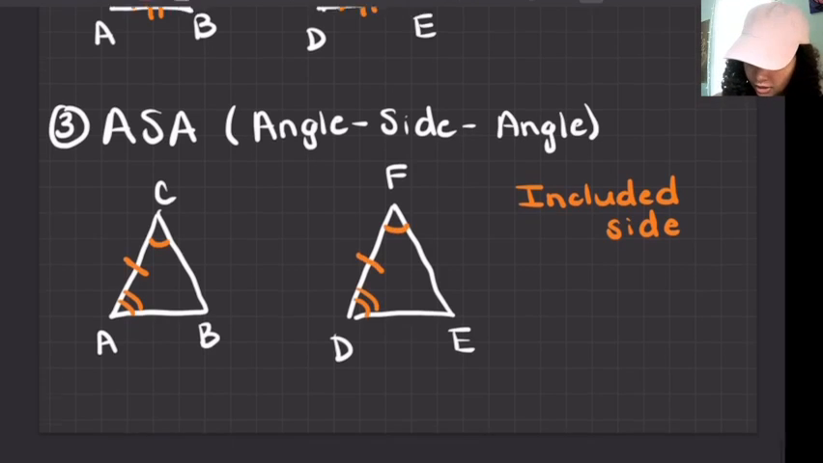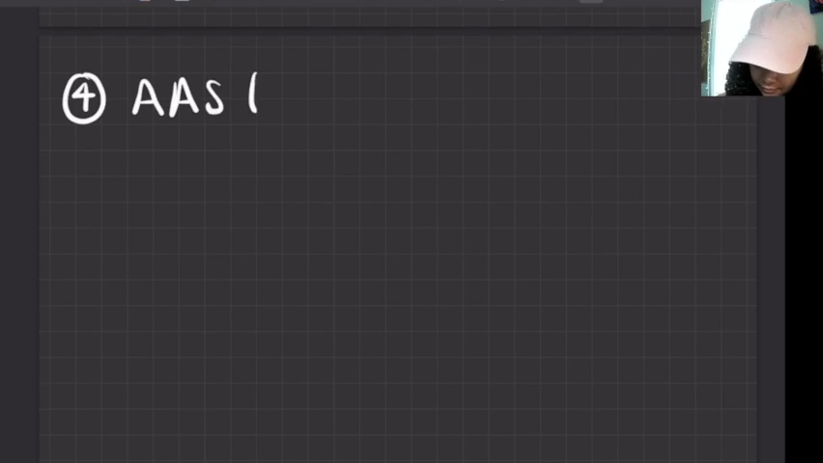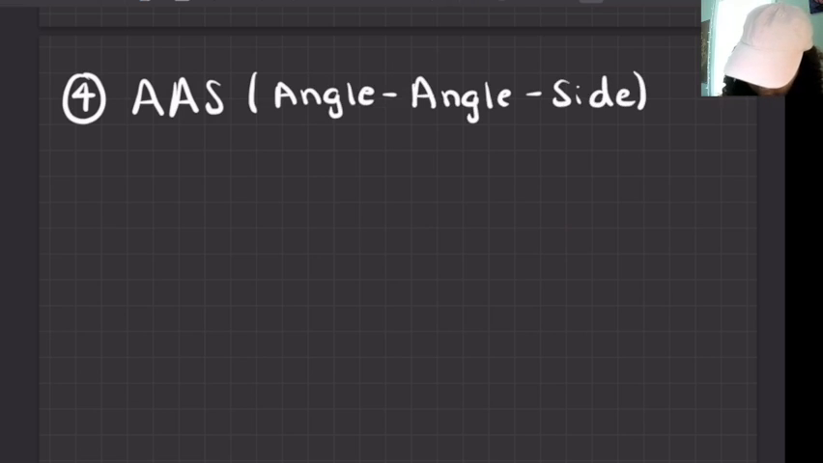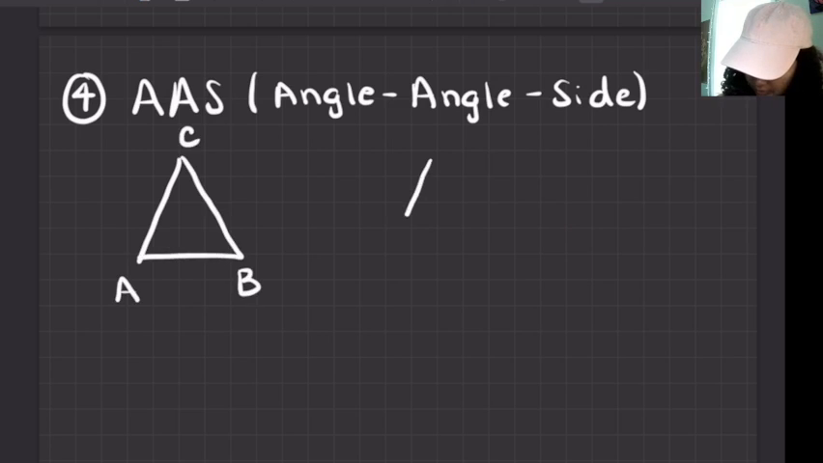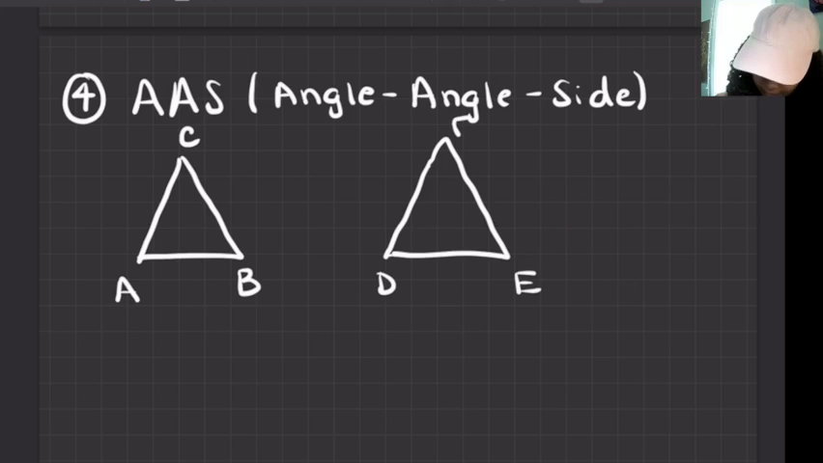Fourth one, number 4, we have AAS. So angle, angle, side. So now again, let's draw these triangles right quick. A, B, C, and D, E, F. So now here I'm looking at angle, angle, side. Okay, so now it doesn't have to be the side in between like ASA. It's the angle, the other angle, and then the side right after.